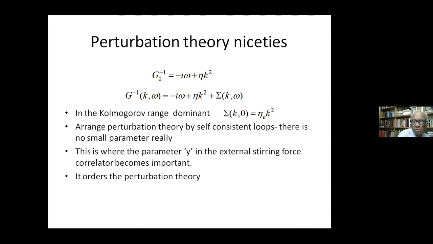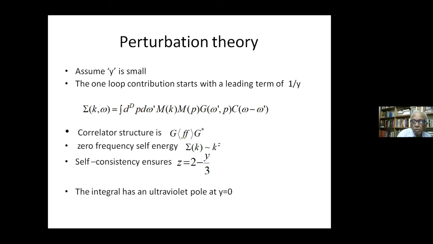So calculate the sigma k omega, and write the zero frequency part of sigma k omega as eta effective or eta eddy times k square. You arrange the perturbation theory by self-consistent loops. So there is no small parameter over there. And this is where the parameter y comes in, the external stirring comes in, because it orders the perturbation theory. So the way it goes is that you look at the one loop contribution.